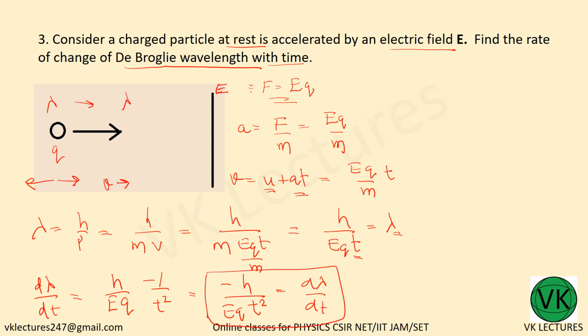Now the question is whether it is moving away from the electric field, away or towards. That means if it is a positive or a negative charge, what will be the change? There is no change. The ratio of d lambda by dt towards the positive side and the negative side will be the same, because the force is the same.